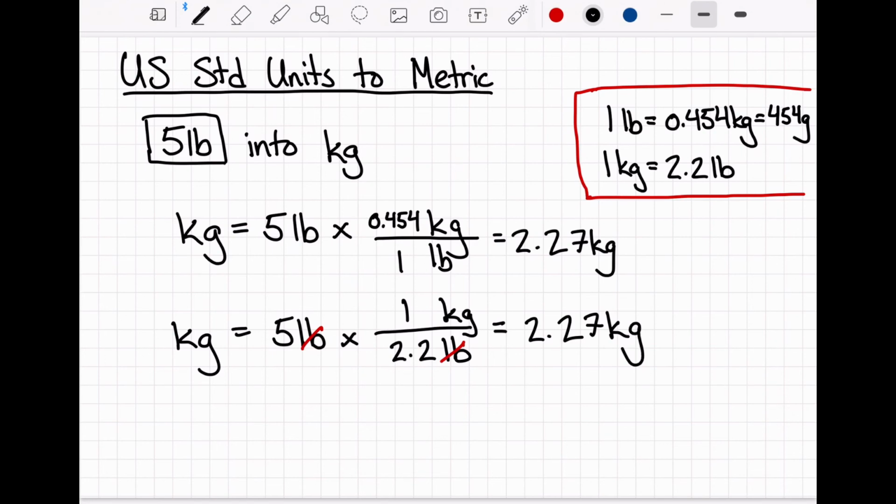So these two conversion factors that are up here in the red box are identical. 1 pound equals 0.454 kilograms is essentially the reciprocal of 1 kilogram equals 2.2 pounds. So it doesn't matter which one you use. If you find a value that is different than what you were expecting, make sure you set up your calculation correctly, and you should be fine.